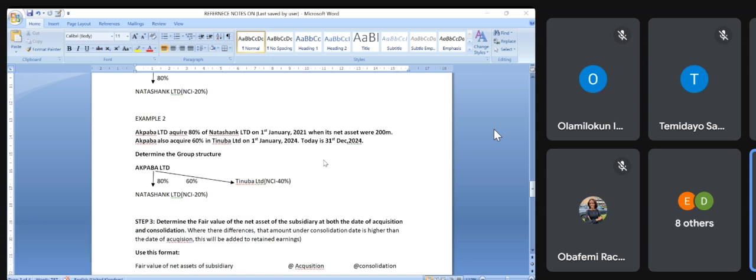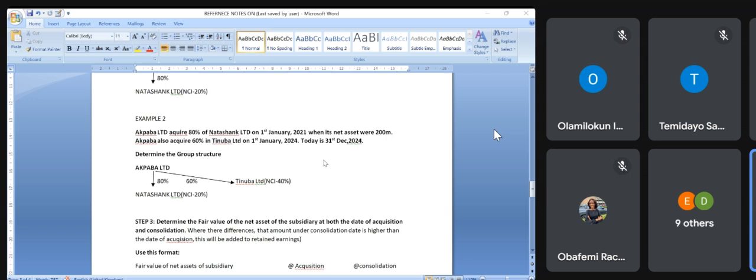So this is how to determine the group structure. You must determine the group structure. The first two are peripheral. Now let's go to the main one. Working steering: determine the fair value of the net asset of the subsidiary, both at the date of acquisition and consolidation. That is to say, what is the fair value of the net asset of the subsidiary? And how do you determine this? You determine them both on the date of acquisition and the date of consolidation.